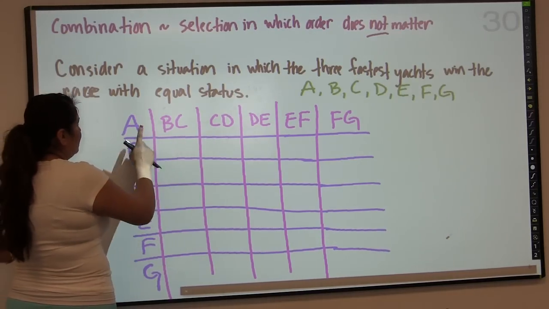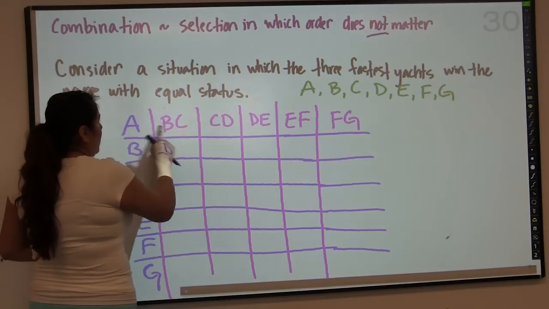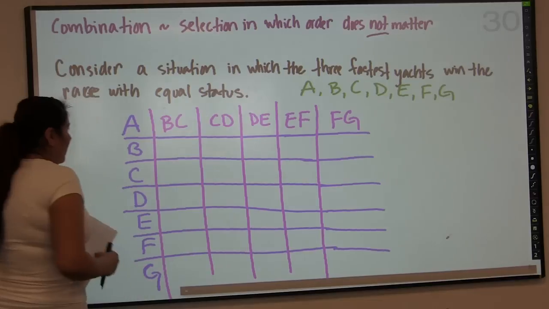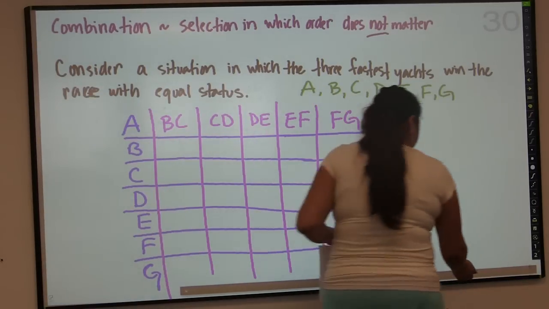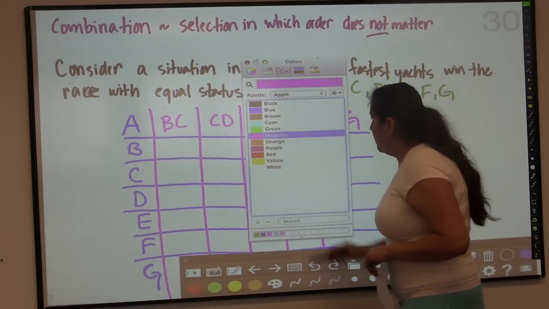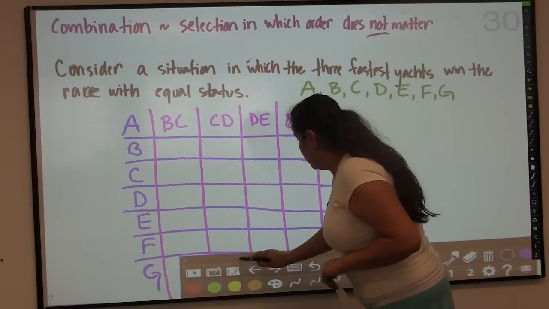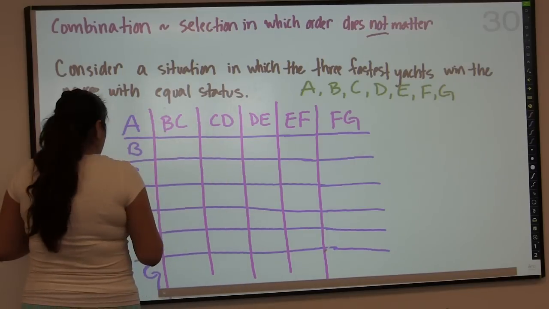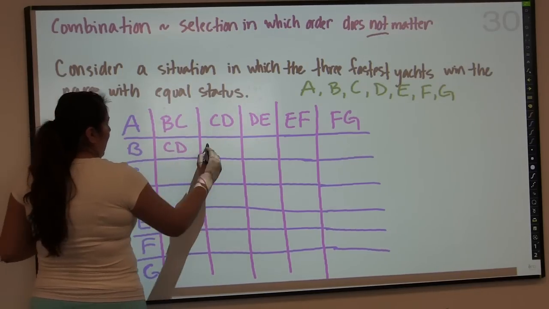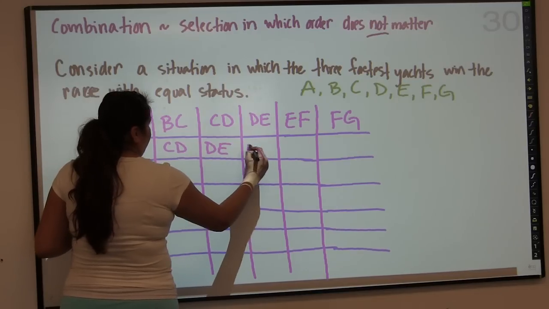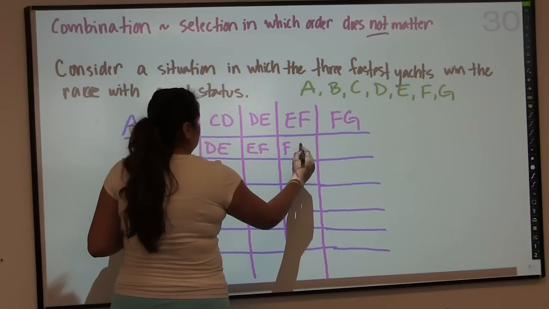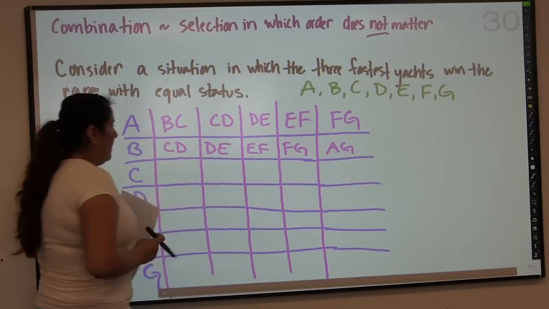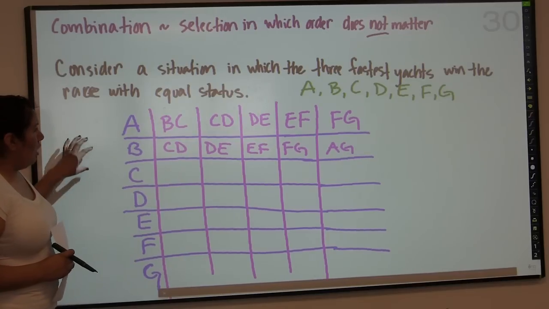So what I've done here is I can take A with BC, A with CD, A with DE, A with EF, and A with FG. I can do the same thing with the other letters. I can take B and go with CD, B and DE, B and EF, B and FG, and then I can get B and AG. Okay? So you can see that those are all different combinations.